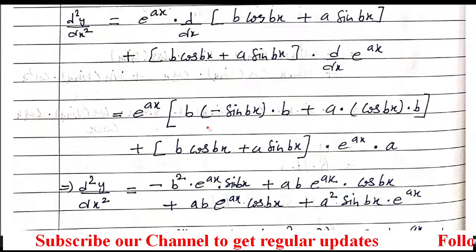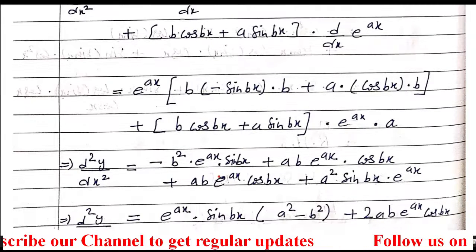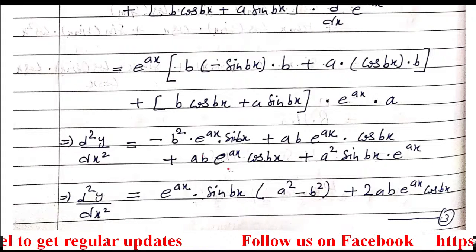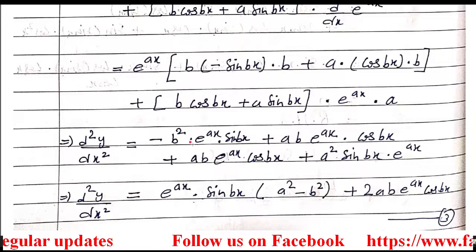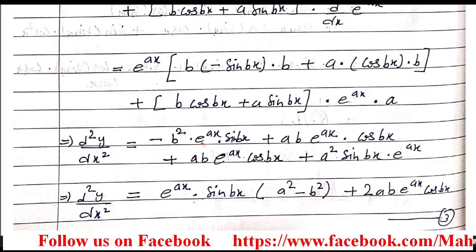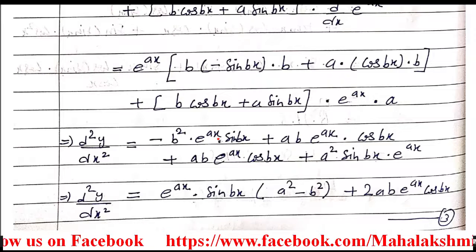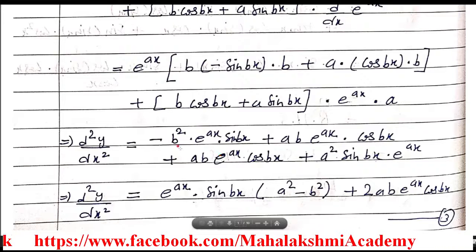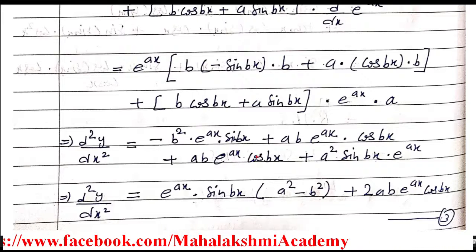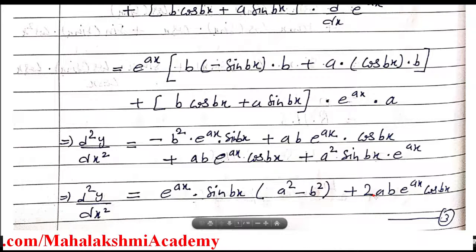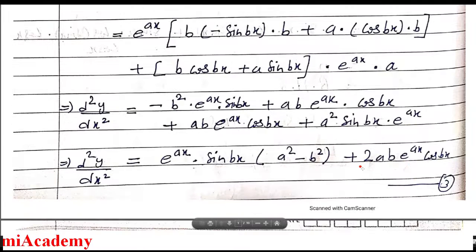Now here I opened all the brackets and I obtained this. Now here we can see that the first term and the last term have many things in common. So I took e to the power ax sin bx common. So I obtained in the bracket from here a square and from here b square. Now the second term and third term are same, so I added them. That gave 2ab e to the power ax cos bx. So this is our second order derivative.